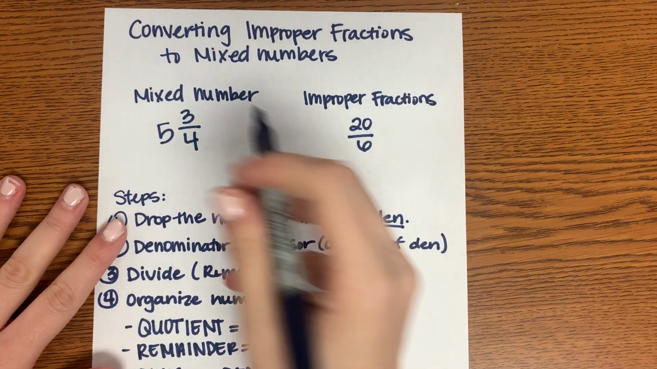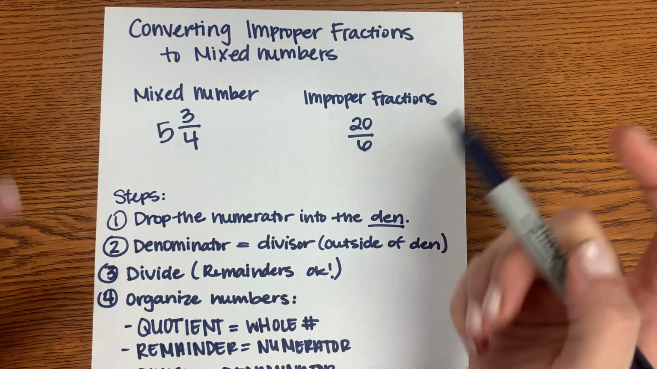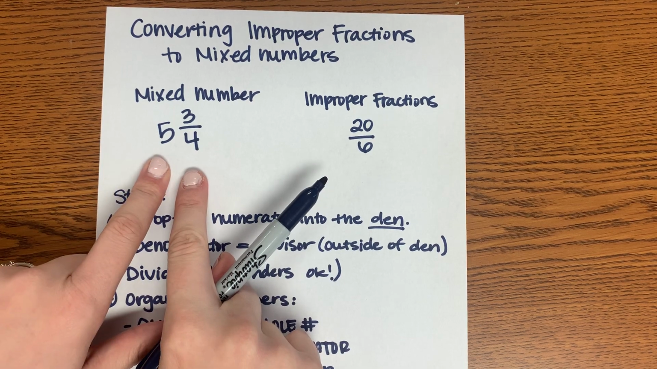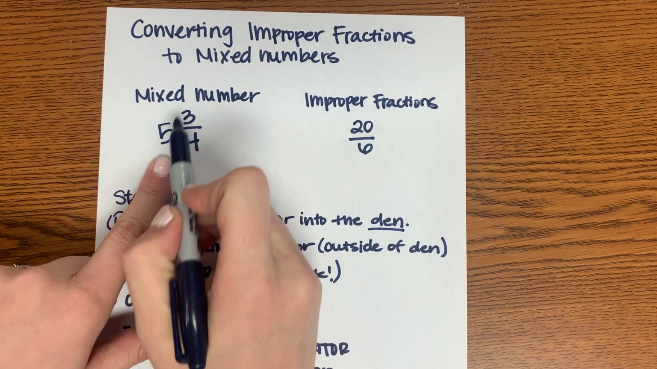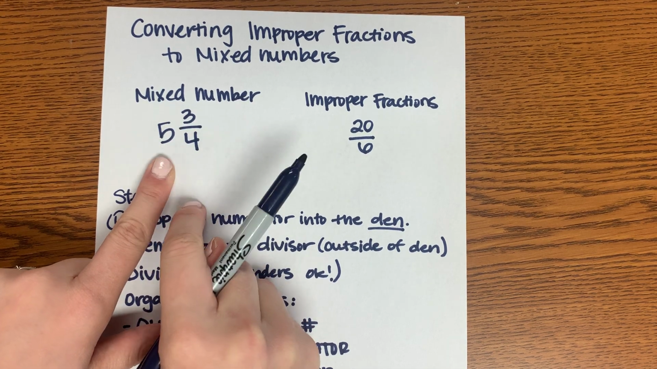Let's talk converting improper fractions into mixed numbers. So, quick refresher, a mixed number looks like this. It's a fraction that has a whole number buddy that hangs out with them on the outside. So 5 3/4 is what we call a mixed number.